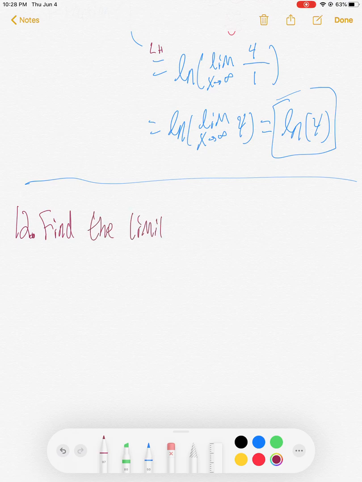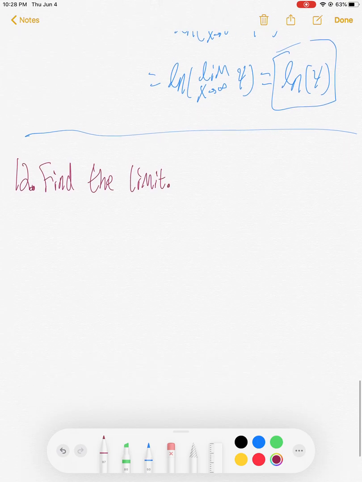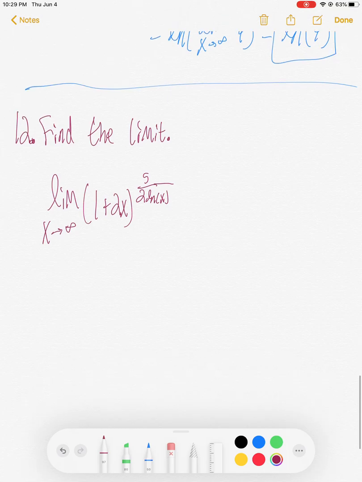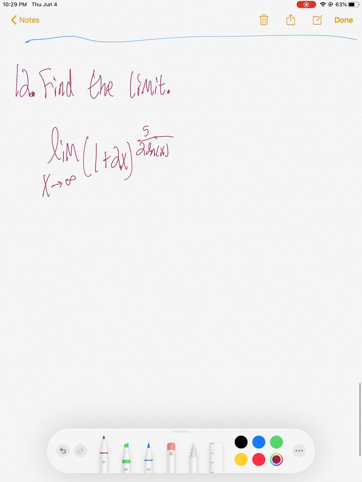Wonderful. Next up, our final L'Hopital's rule problem of the night or day or whatever time you are watching this. For me, it's night. As you can see, I started a little bit late tonight, as you can see in the corner. So we are going to find the limit. Ooh, this time they don't tell us that we need to use L'Hopital's rule. I wonder if we're going to have to use L'Hopital's rule. I actually don't remember off the top of my head. Let me see. Limit as x approaches infinity of (1 plus 2x) to the 5 over 2 ln x.